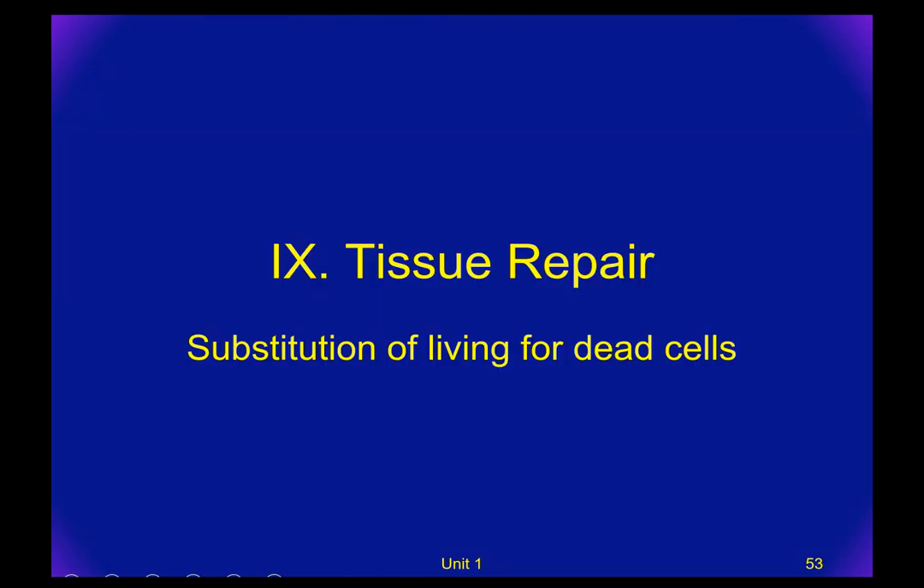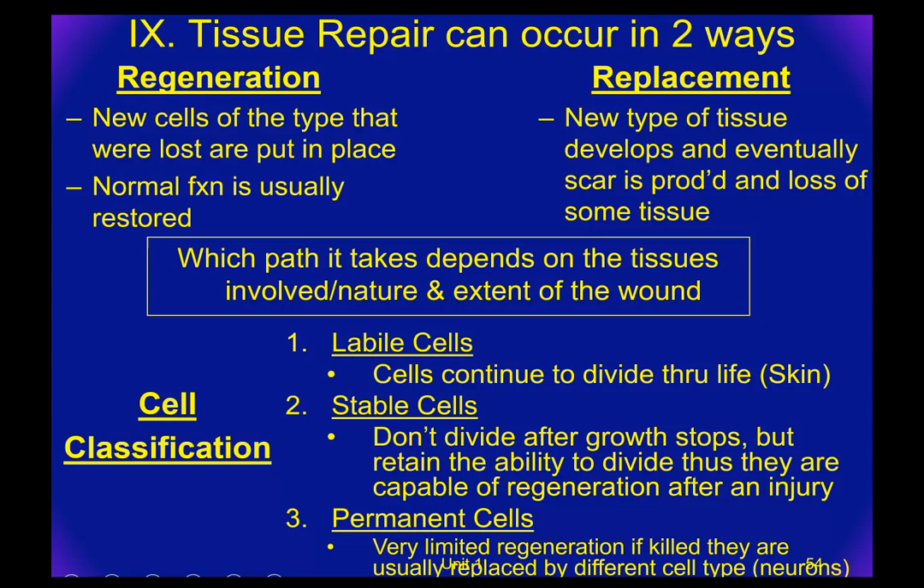So what about repair? Tissue repair is basically substituting living for dead cells. That's ultimately what we're talking about. But it can happen in two ways. You've got regeneration and you've got replacement. Regeneration means that new cells are being provided, but they're the same cells that died. Okay? So we're replacing what we lost with the exact same thing. Normal function is usually restored when regeneration happens.